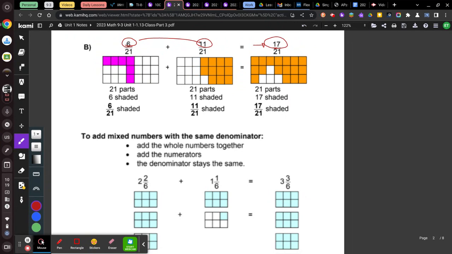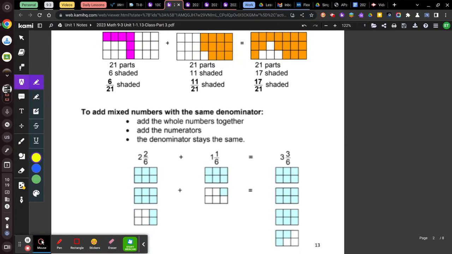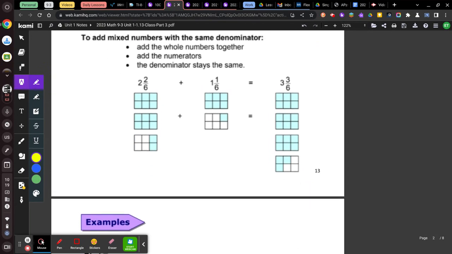If you take a look at the objects, if we didn't look at numbers, let's get rid of the numbers. If we look at the objects, they've divided each rectangle into the same amount of squares. That means the bottom numbers are the same. So every diagram is going to have the same amount of squares. That's what matters. Now, what do we do if it's mixed numbers?